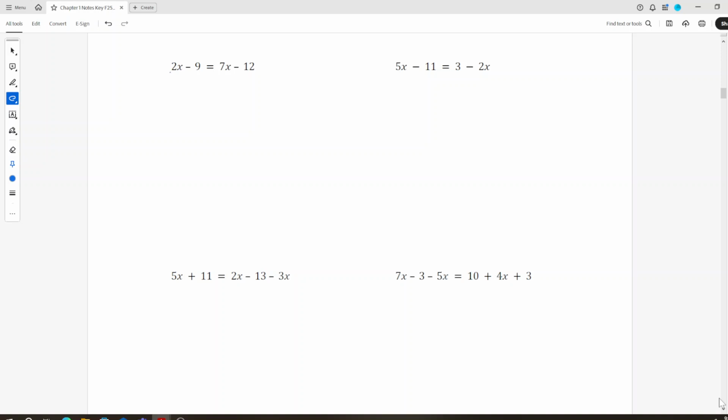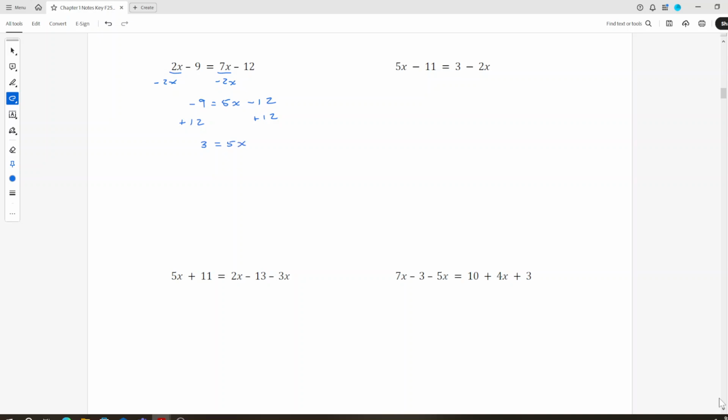So when I look at this, I have 2x on the left and 7x on the right. I like to give myself positive coefficients, so I'm going to minus the 2x. What I do to one side, I also do to the other. I'm left with negative 9 is equal to 7x minus 2x is 5x minus 12. Then I'm still on step 2 because I need to get my numbers on the other side. So I'm going to add 12 so that I could take it to the other side. What I do to one side, I also do to the other. And I'm left with 3 is equal to 5x.